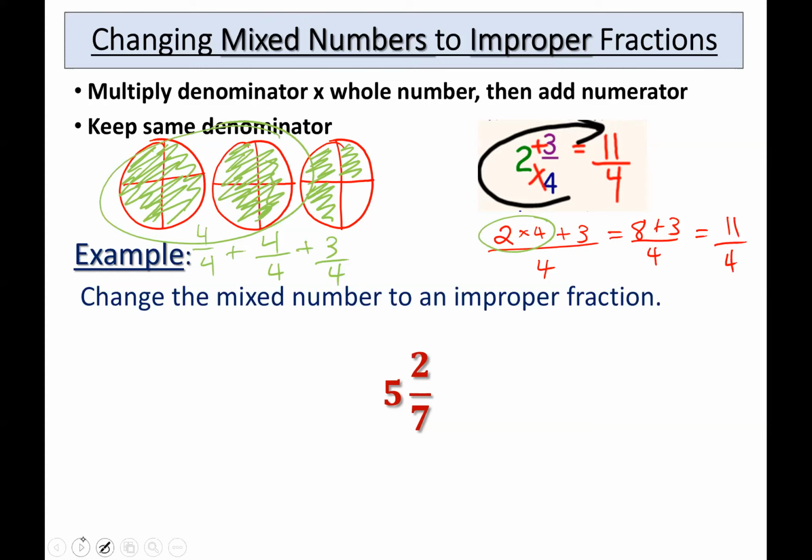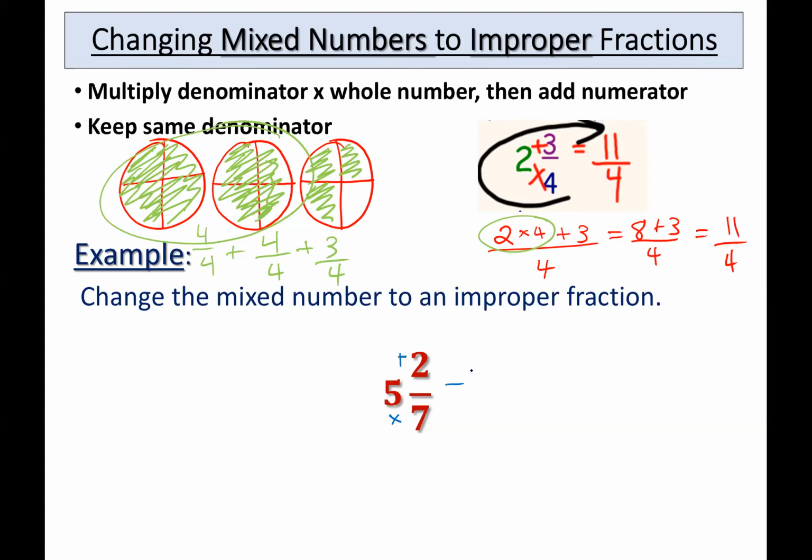Change the mixed number to an improper fraction. All right, 5 and 2/7. Now I could make 5 pies and divide them all into 7s. That seems a little harder. Certainly could, I'm not going to this time. Let's just follow this procedure that we saw before.